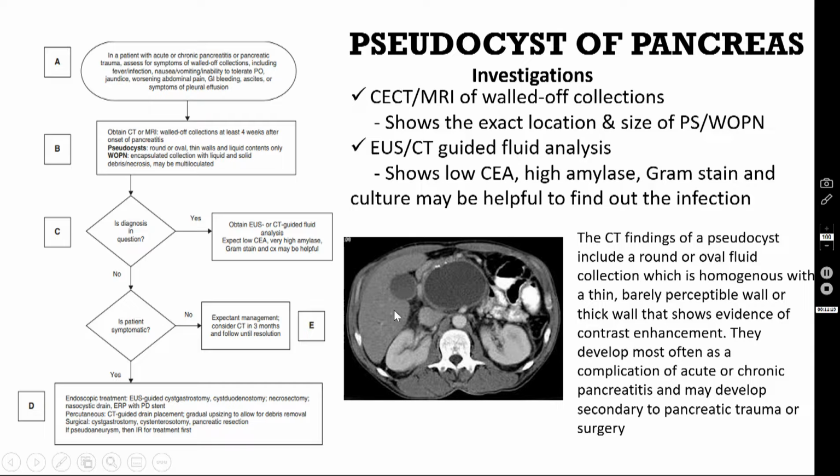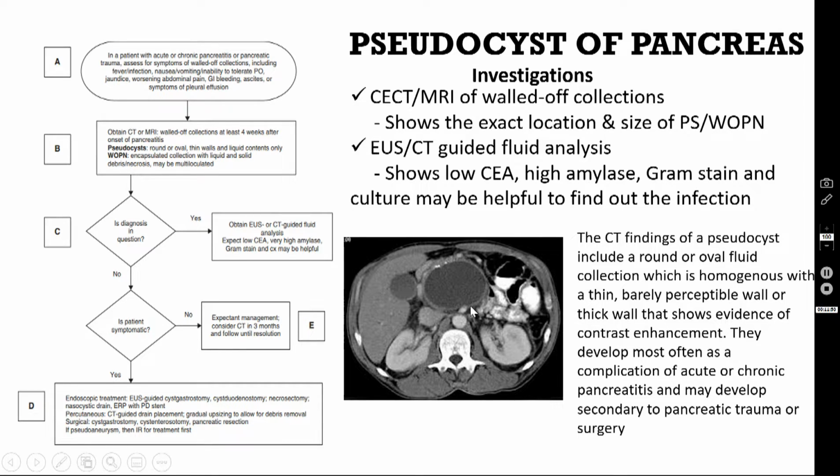So this is the CT scan you are seeing, and this is the typical pseudocyst of the pancreas. Here you are seeing it. The CT findings of the pseudocyst include a round or oval fluid collection which is homogeneous, with a thin, barely perceptible wall, or sometimes, rarely, a thick wall that shows evidence of contrast enhancement.